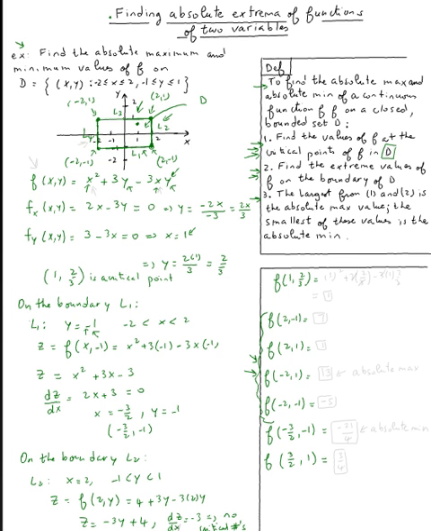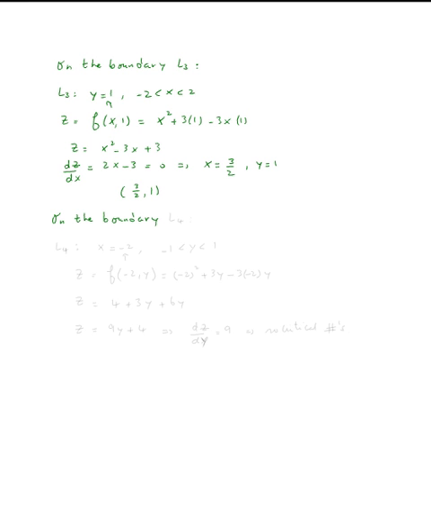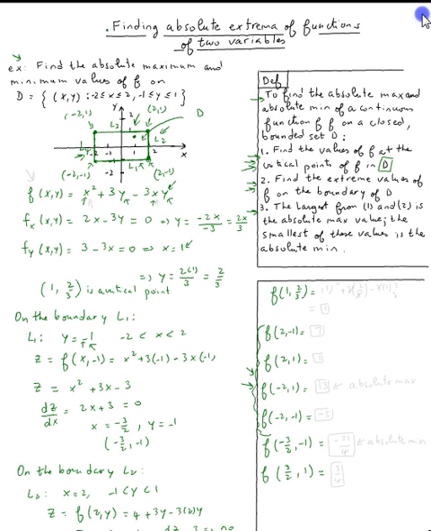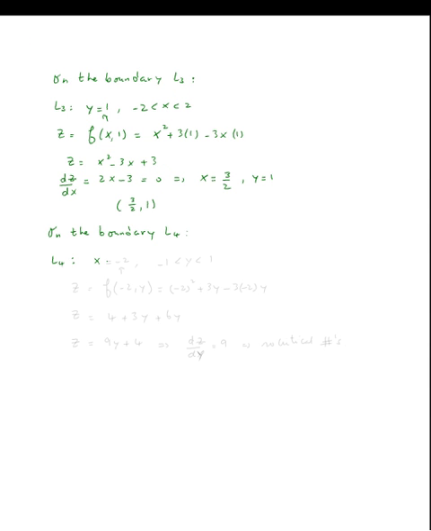Now on the boundary L4, we need to find the equation of the boundary L4. Where is L4? L4 is right here. The equation of that segment will be x equal to -2 and y is between -1 and 1. So again, we need to evaluate the function along this boundary. Z will be equal to f. My x is -2. My y varies.